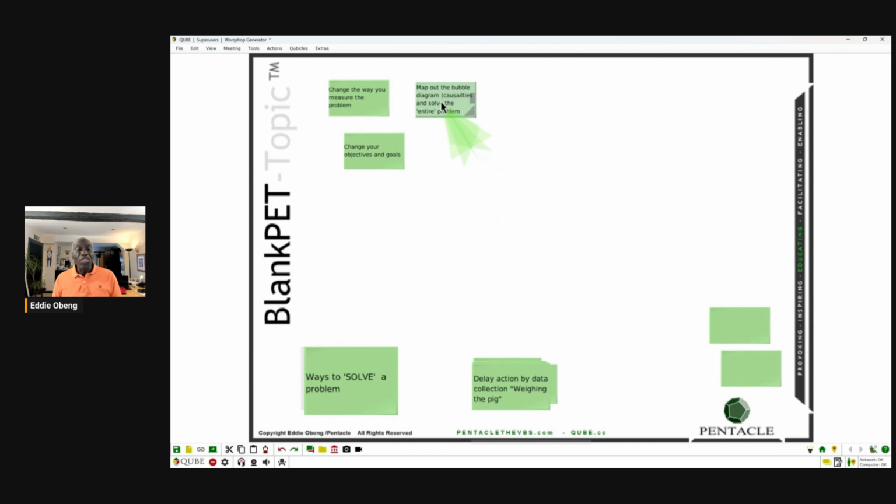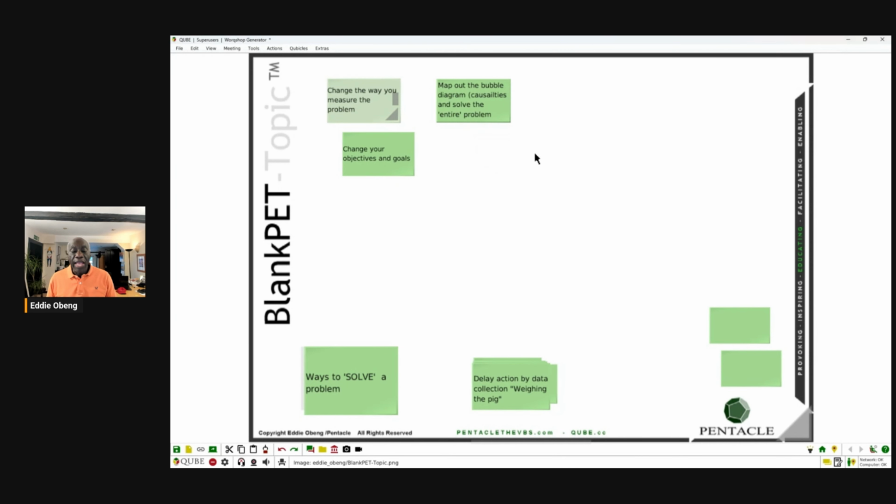You can do it thoroughly. You can map out, there's a tool called the bubble diagram, which maps all the causalities and all the things which come together in order to create the scenario which you don't enjoy at the moment. And so that's like a comprehensive understanding. So you can map the whole set of causalities and you can then figure out how to solve the whole problem. That's a lot of work. Very few people do that. It's really hard unless you use the bubble diagram to map an entire problem.